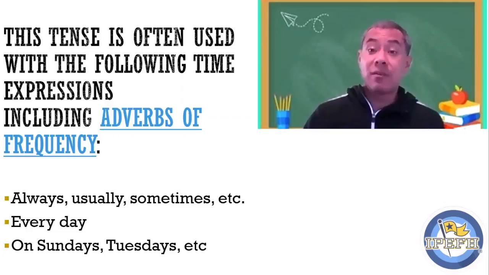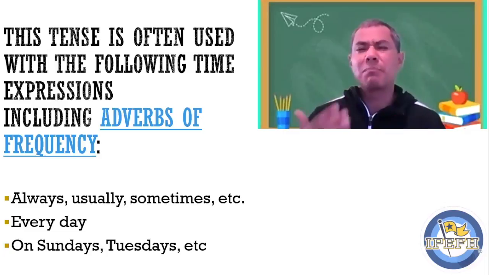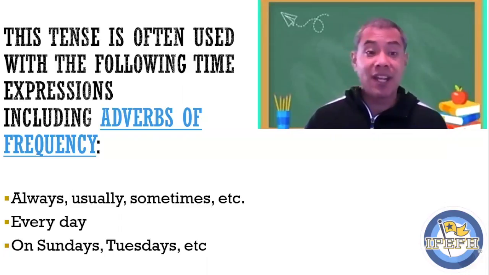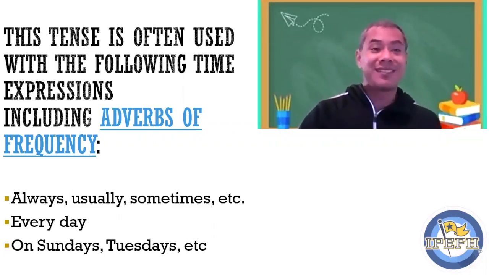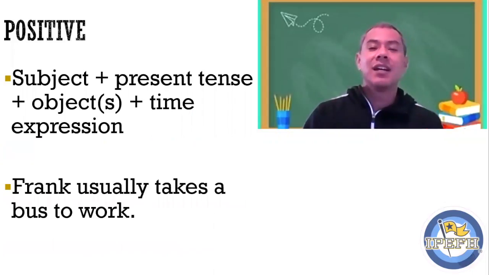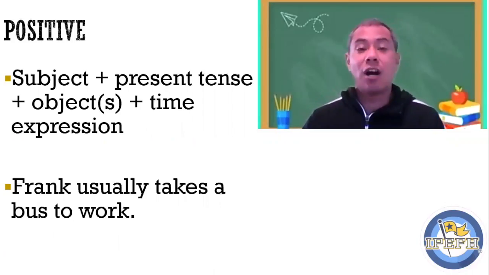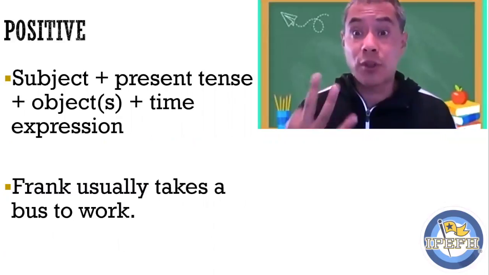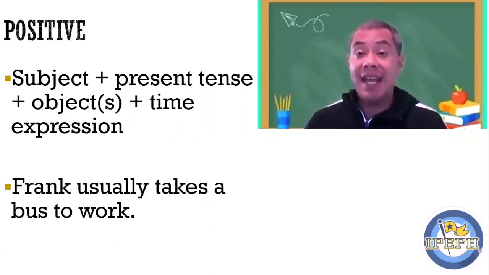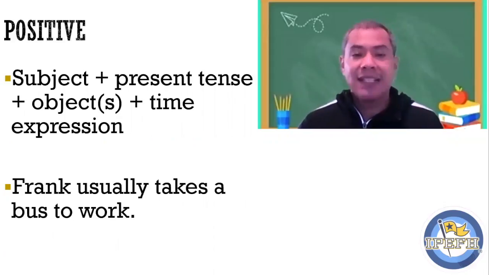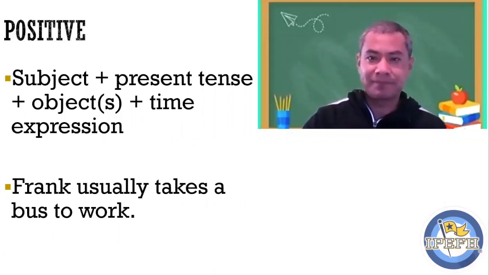The present simple is used usually for habits, routines, things that repeat. So we use words like always, usually, sometimes, every day, on Sundays, Tuesdays, frequency adverbs. Okay, this is the positive form, and this is your formula. You got a subject, and then the present tense, and then the object, and then the time expression. Remember that for third person, an S ending has to be added to the verb. Okay, so here's your example. Frank usually takes a bus to work.